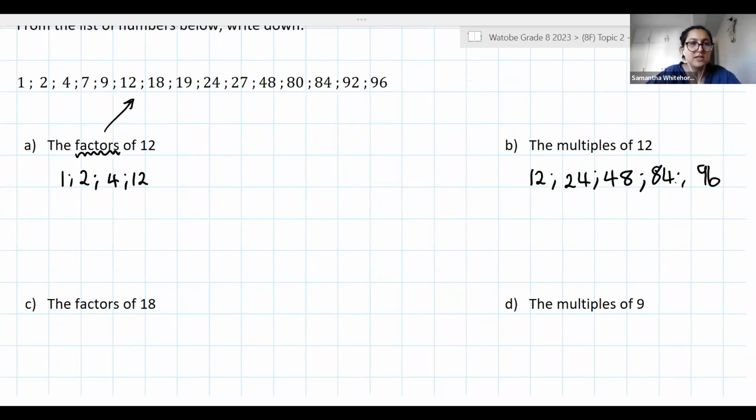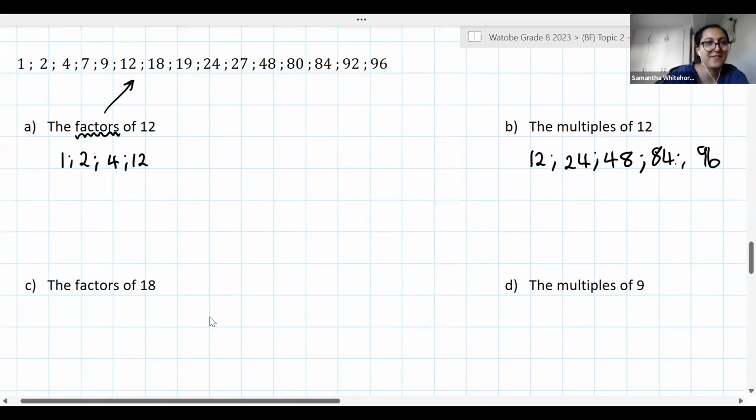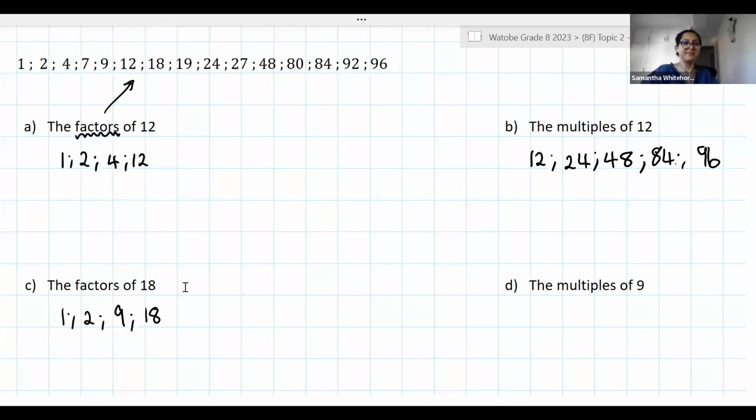Orejo, do you want to try factors of 18? Ma'am. Yeah. Factors of 18. 1, 2, good. 4. Double check 4. 4 can't divide into 18. So 9. Yeah. And 18. Perfect. Well done. Okay, so there are your factors of 18.